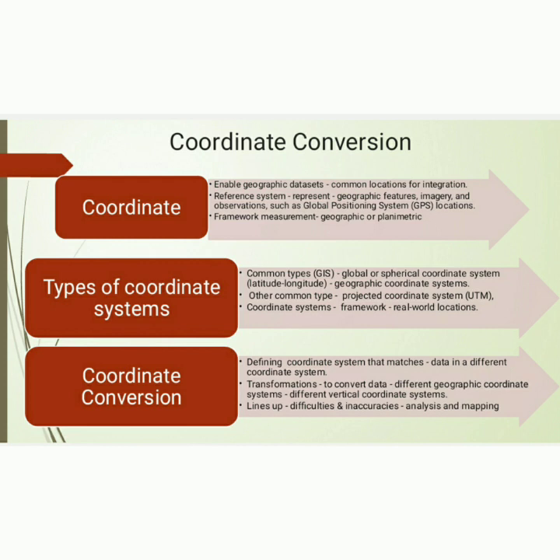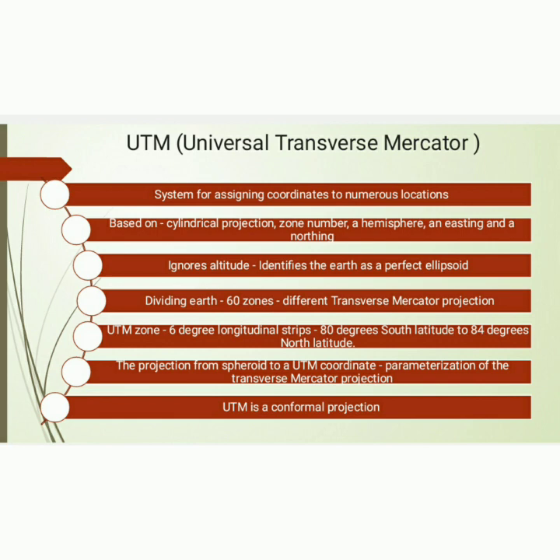However, after defining the coordinate system that matches the user's data, the user may want to use a different coordinate system. This is where transformations or conversions are useful. Transformations or conversions are required to convert data between different geographic coordinate systems or between different vertical coordinate systems. Unless the user's data lines up, the user will face difficulties and inaccuracies in any analysis and mapping that they perform on the mismatched data.